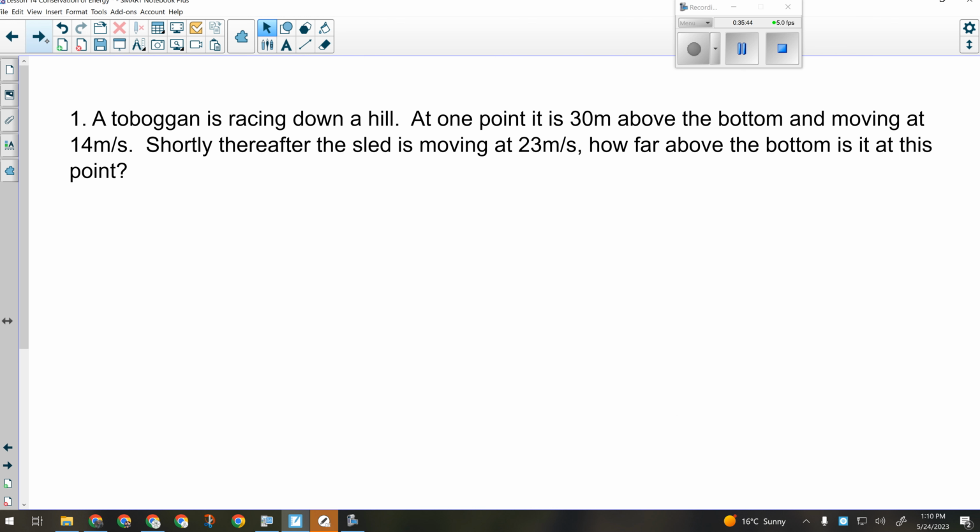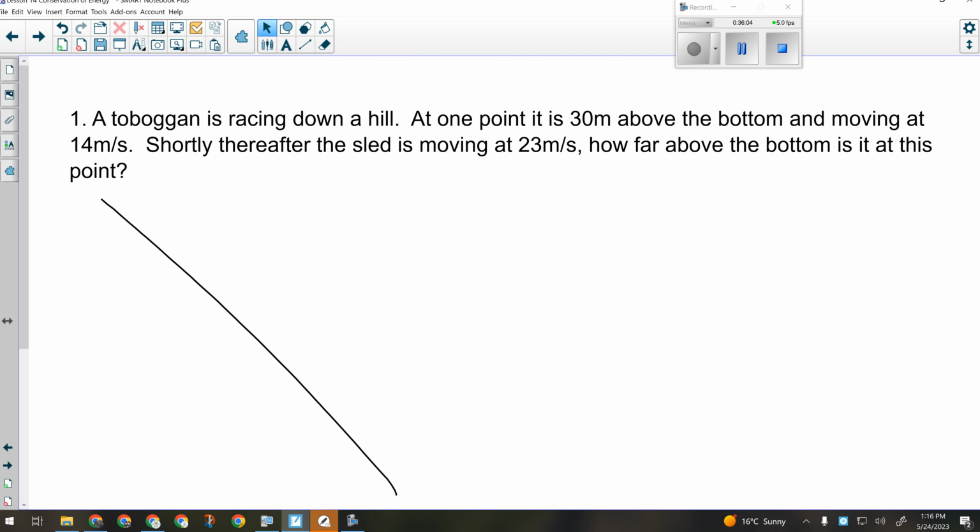All right, let's maybe look at one we've done like this. See if you can repeat it. The toboggan on a hill was the first question we did today. Okay, so the setup is this.